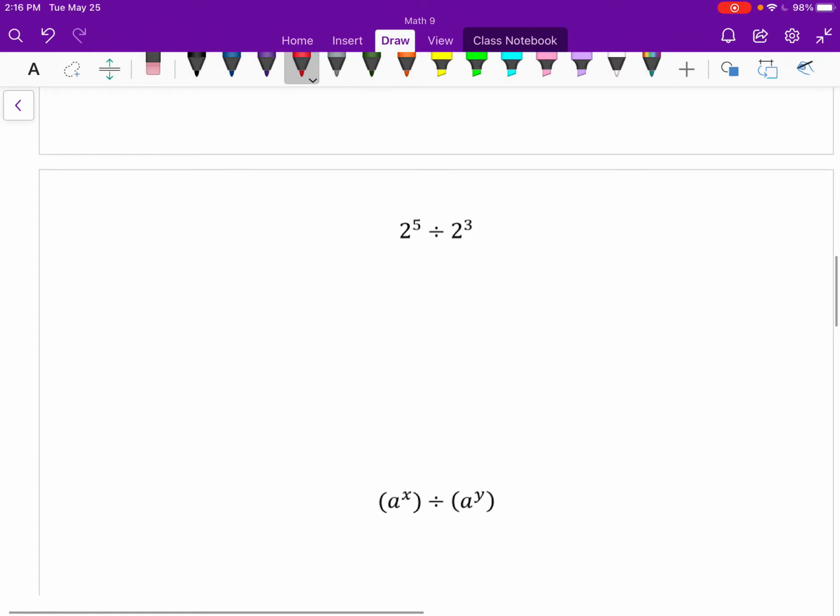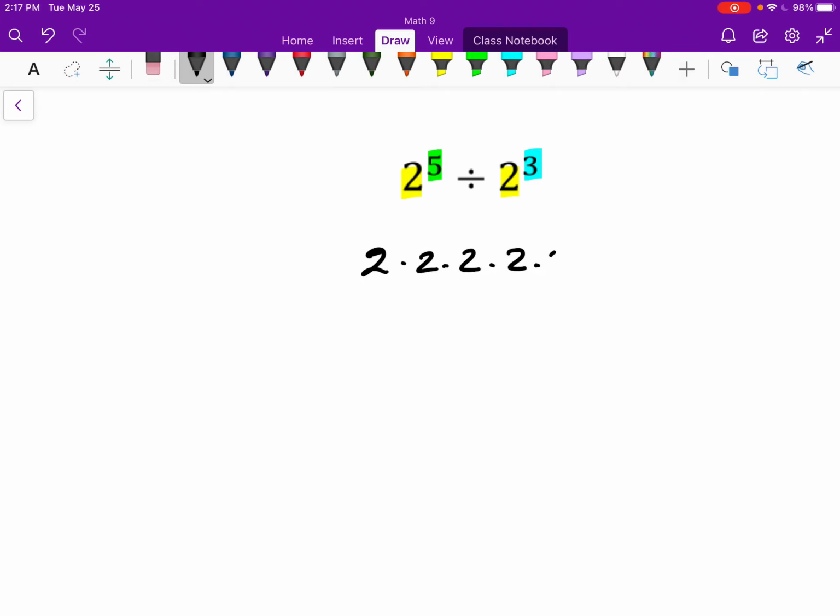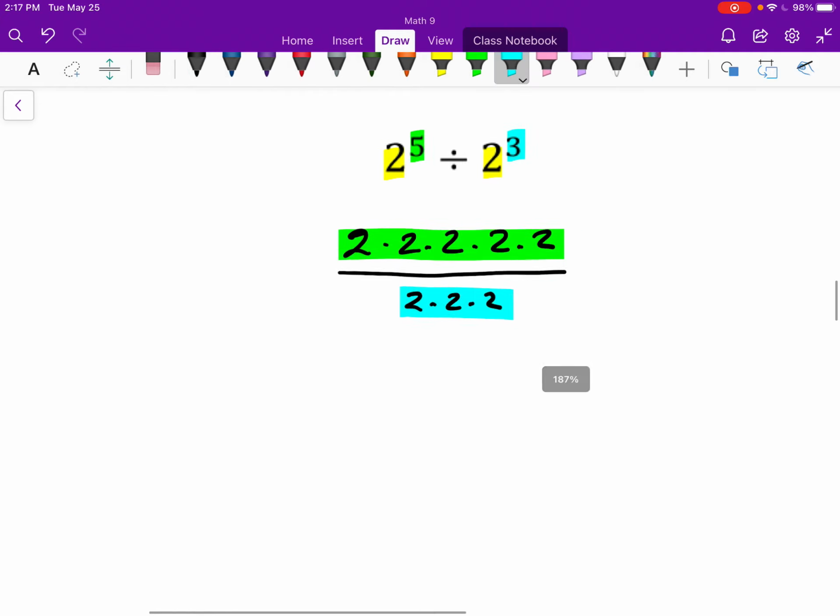So what if you're dividing? Well, same sort of idea here. Notice I have two powers of the same base of 2, but now one has an exponent of 5, one has an exponent of 3. So one thing I could do is think of it as 2 times 2 times 2 times 2 times 2. That's 2 to the power of 5. All divided by, written as a fraction, 2 times 2 times 2. That's 2 to the power of 3.